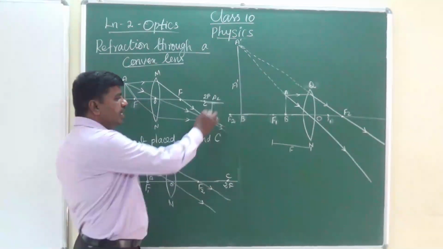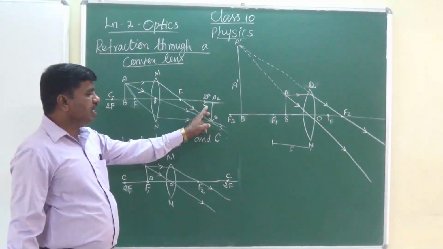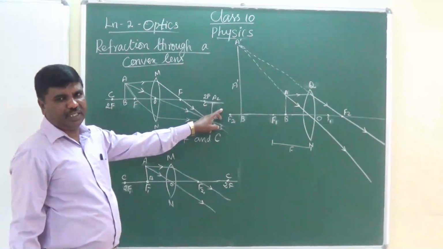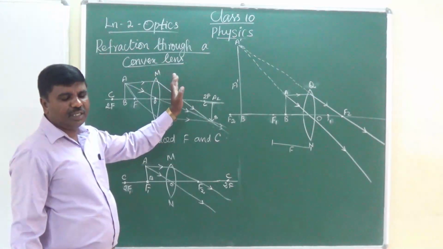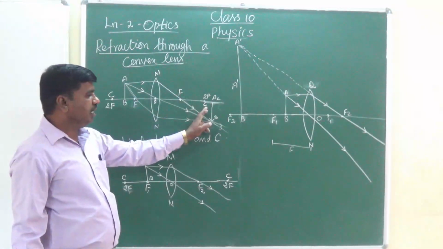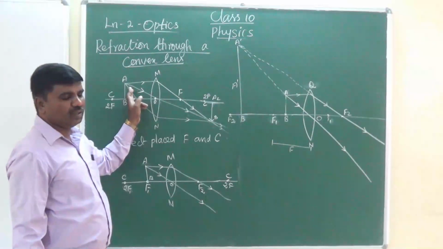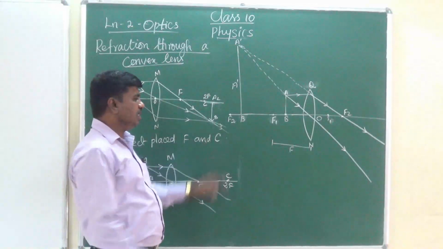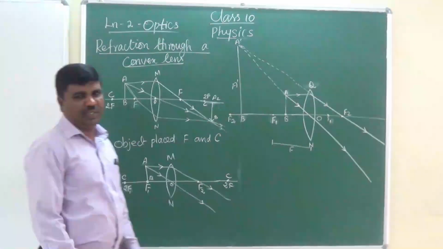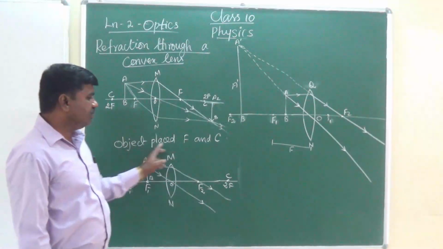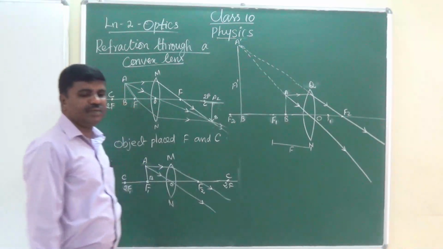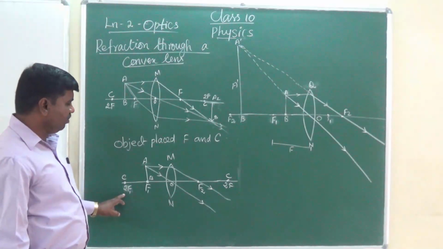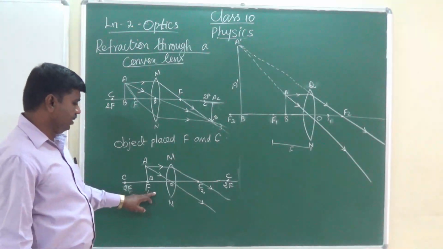Then where are we getting the real image? We are getting the real image beyond 2f or center of curvature. Before that we saw that when the source is in between the focal point and 2f, we are getting the image beyond 2f. So that is the object placed between f and the center of curvature. Next one we will see the object is at the focal point.